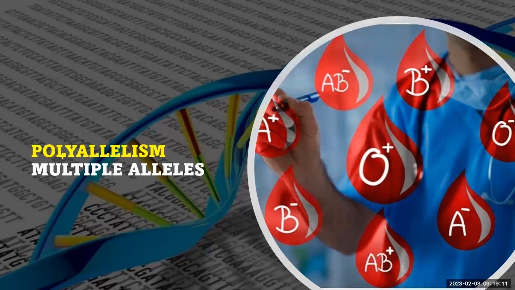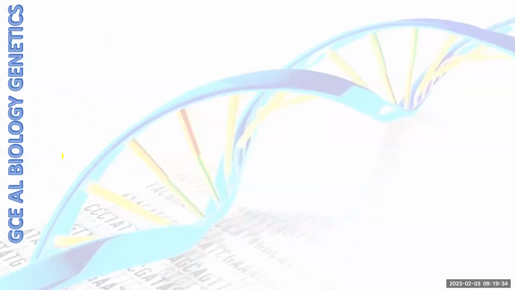The second concept is polygenic inheritance. Reference books use both polyallelism and polygenic inheritance, so keep this in mind. Polyallelism is equal to multiple allele, and multiple allele is the standard term. Okay, how do we understand this?